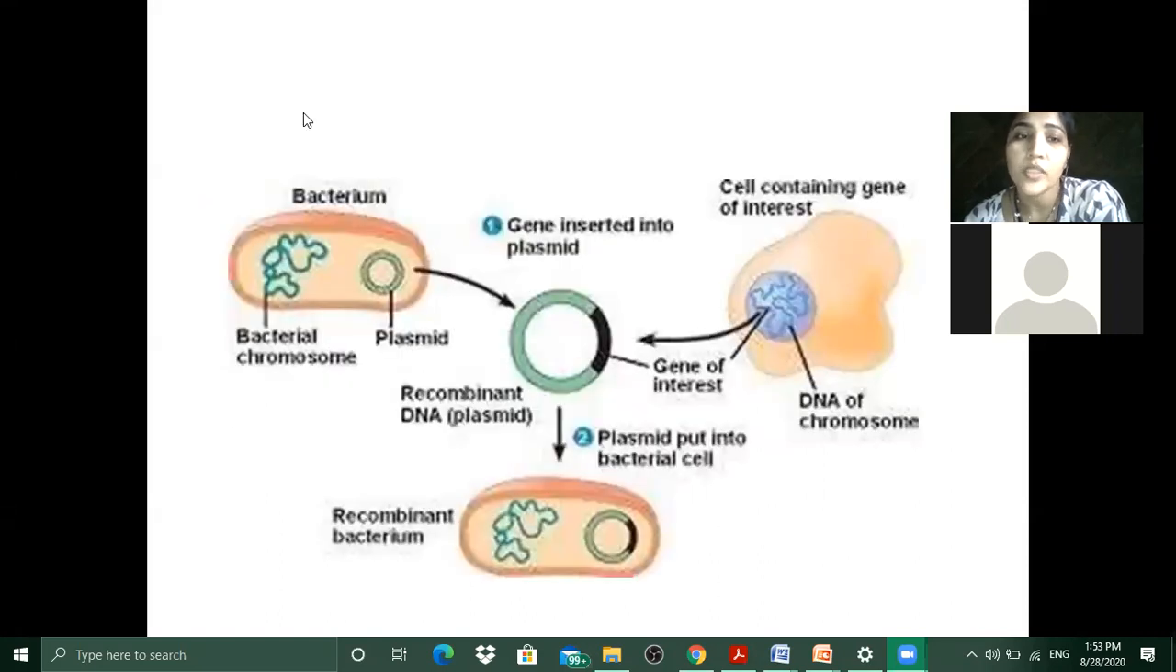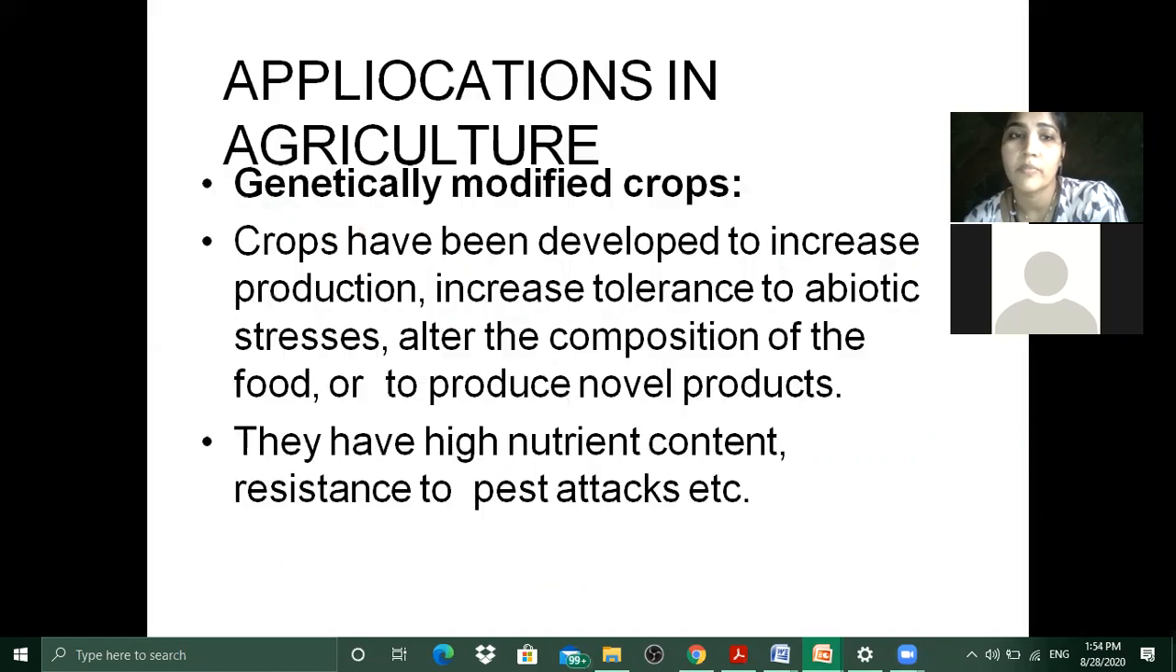So you have bacteria, a bacterial chromosome, and a plasmid. You will be taking out the plasmid, isolating the gene of interest, then putting it into the plasmid, and then you are again going to insert this plasmid into the bacteria, and that bacteria will be called the recombinant bacteria. So this is a very simple procedure they have shown in the diagram.